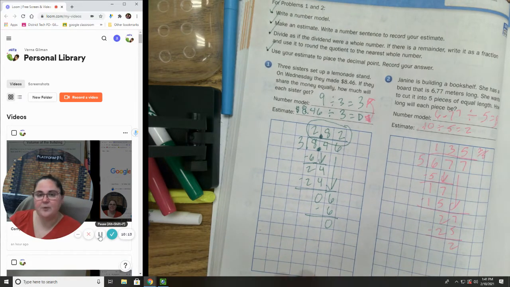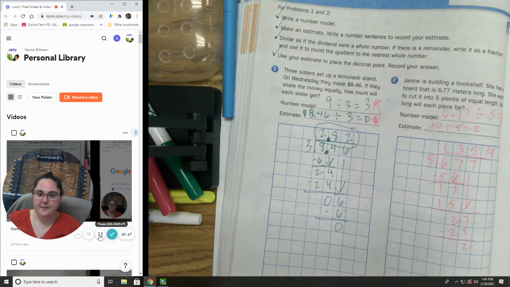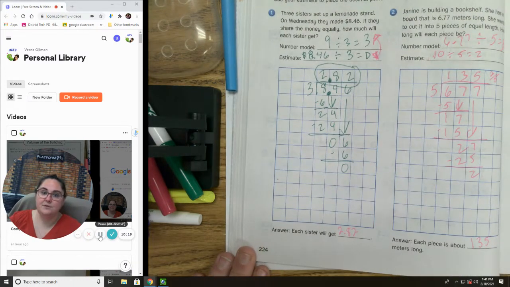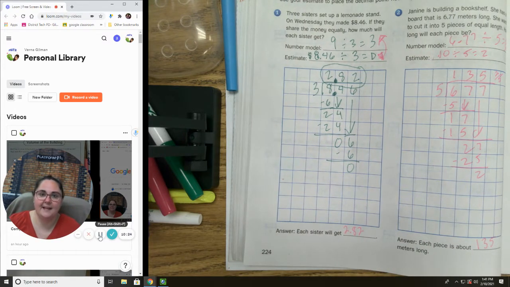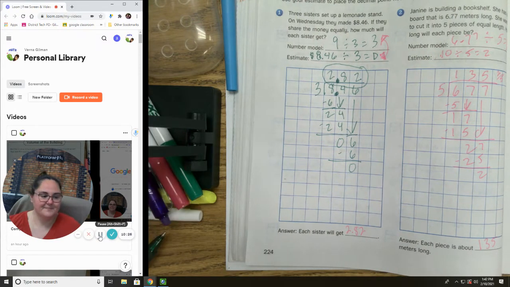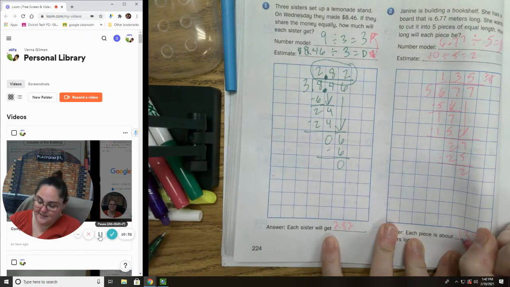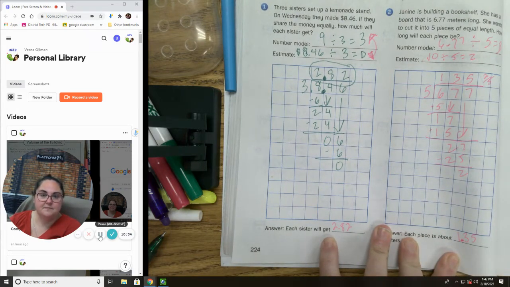Now I need to figure out where to put my decimal. According to my estimate, my answer is going to be about 2. So what is my answer with a decimal? Where would I put it? To make it close to 2, I'm going to put my decimal right here between the 1 and the 3. 1 is closer to 2 than 13 is.